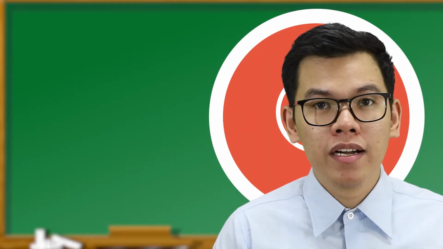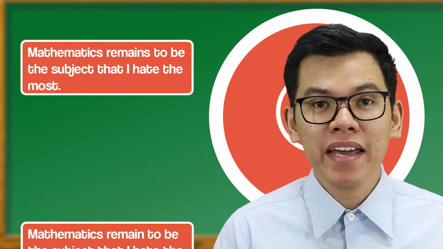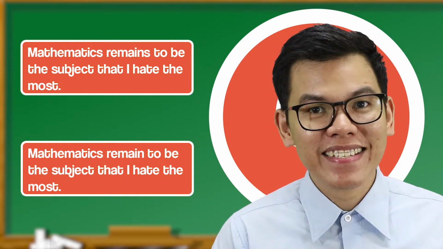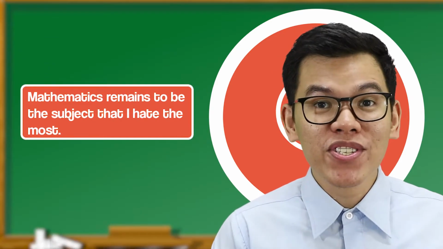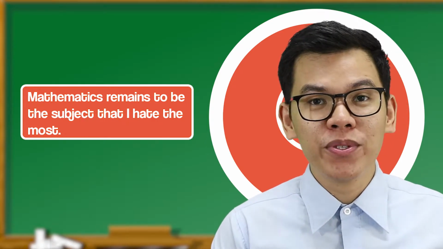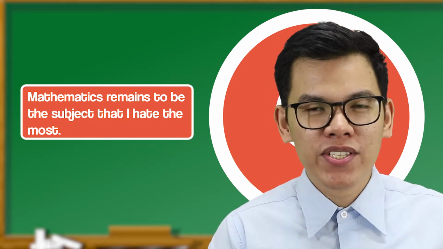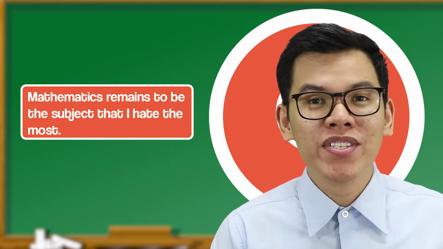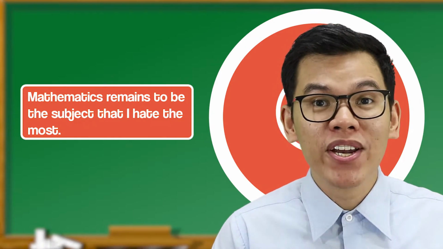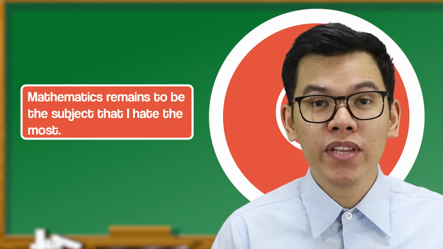Our next examples are: Mathematics remains to be the subject that I hate the most. Mathematics remain to be the subject that I hate the most. Which sentence is correct? That is right. The first sentence is the correct one. Why? Because according to the rule, names and titles like mathematics, physics, gymnastics, and other words that naturally end with S should have singular verbs. Is that clear? Great. Let's go to the next one.